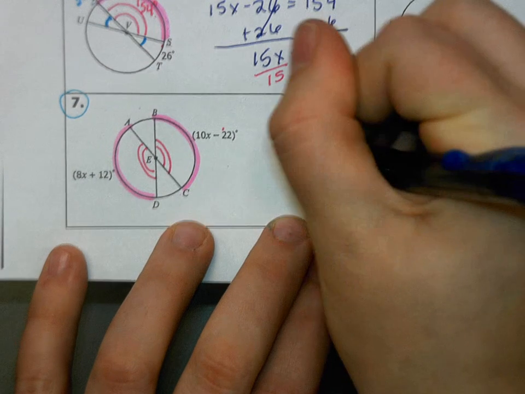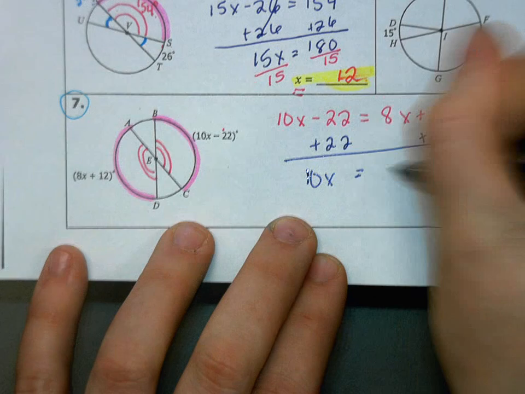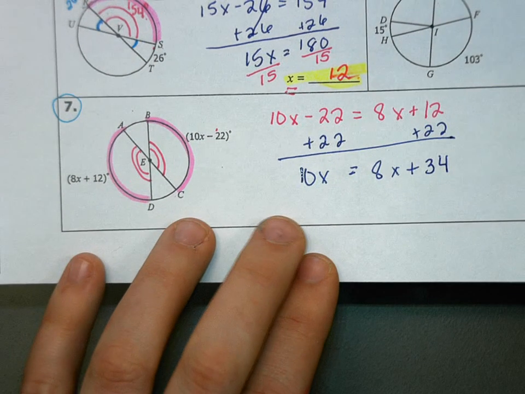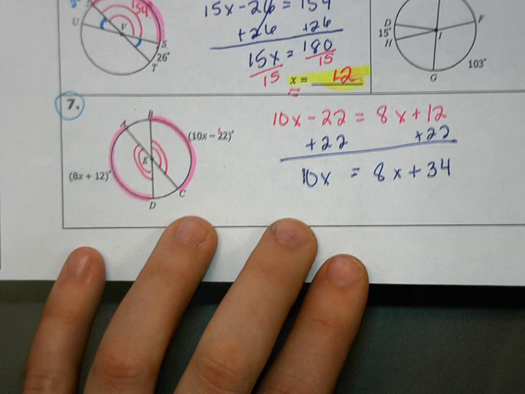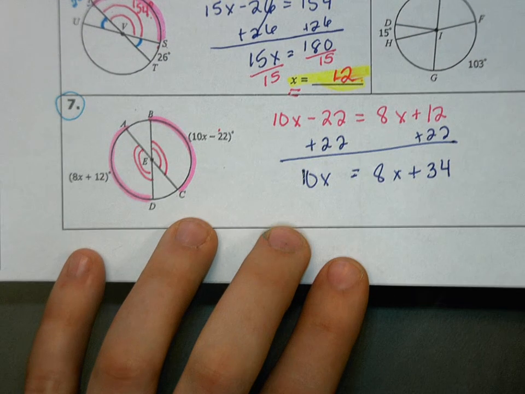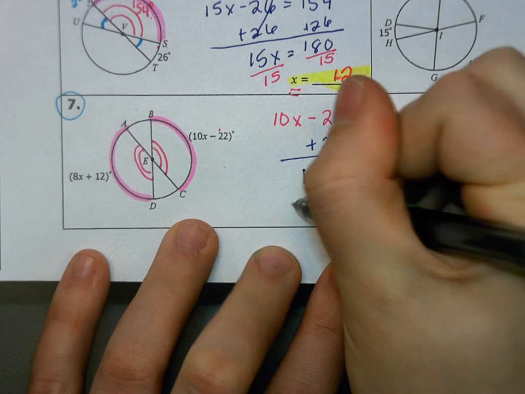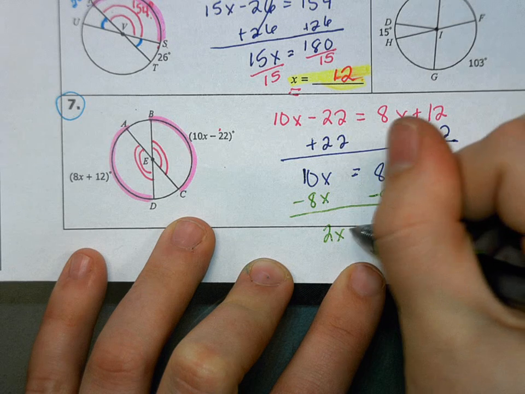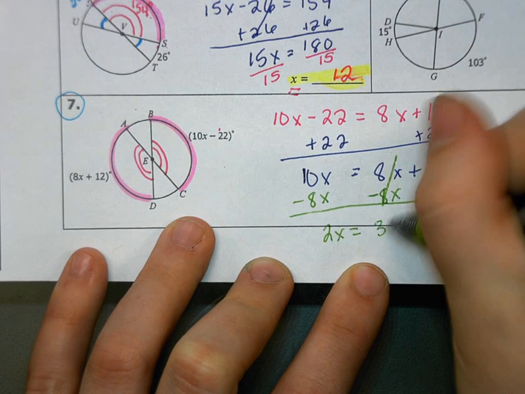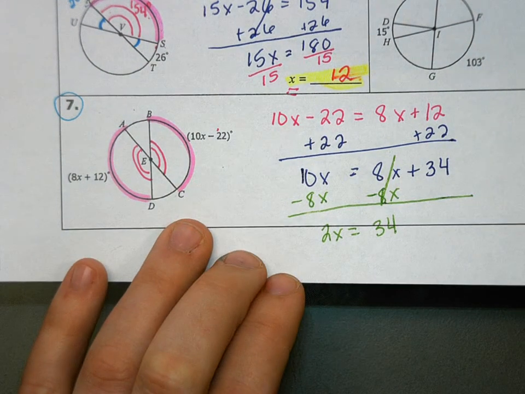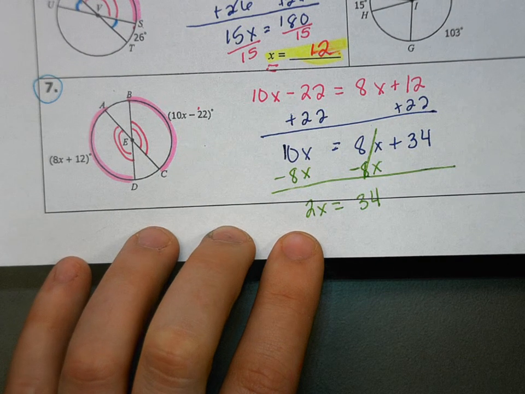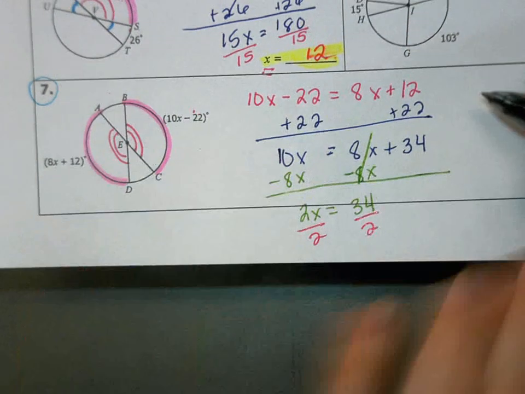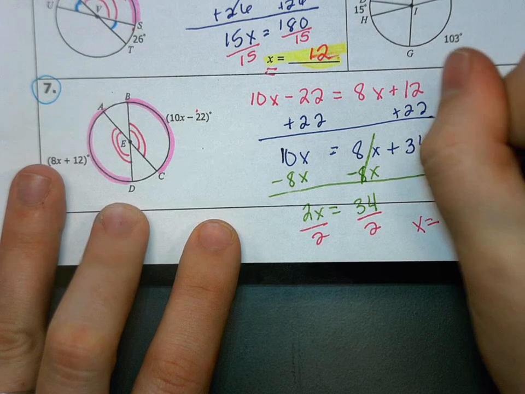Good. Add 22 to each side. And I heard you say move the 8x. How would I move the 8x? Subtract it. So 2x is equal to 34. Carla, what do I do now? 2x equals 34. Divide by 2. Very good. And we get x is equal to 17.